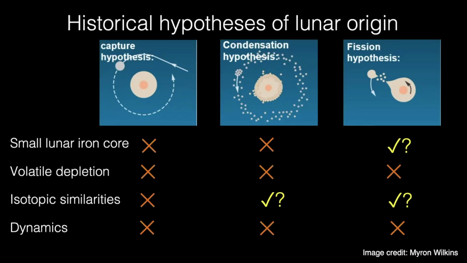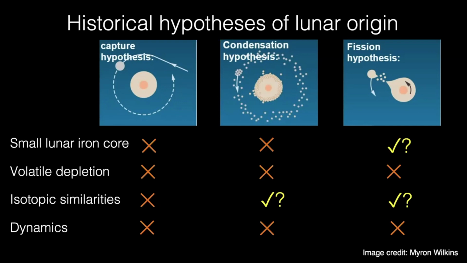The next model is the condensation hypothesis. In this case, you'd expect that the composition of the Earth and the moon should be quite similar. Therefore, you can explain the small lunar iron core or volatile depletion. Perhaps it might be able to explain the isotopic similarities if they formed in a very similar environment. But also, this model turns out to be difficult to explain dynamically.